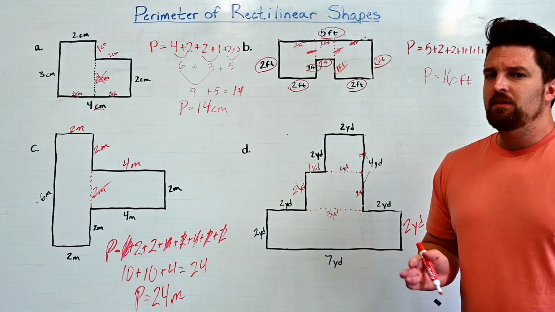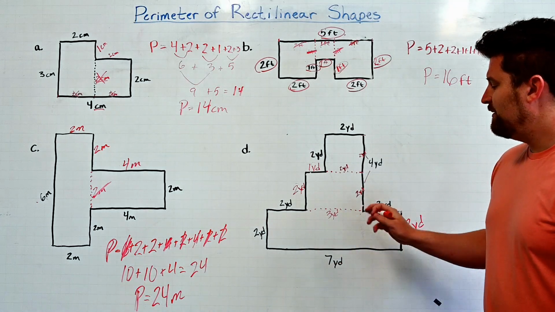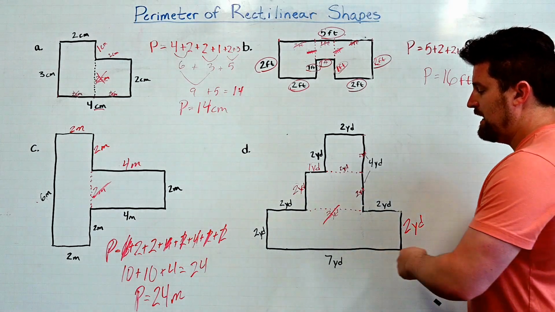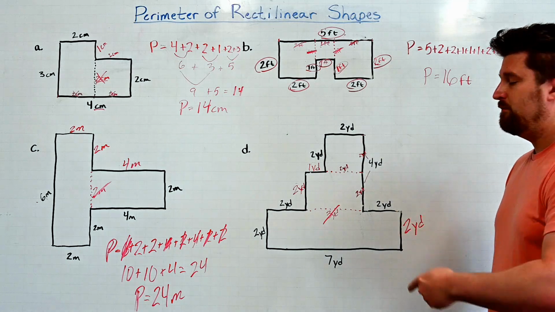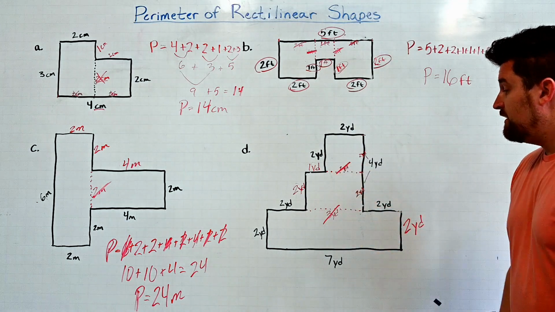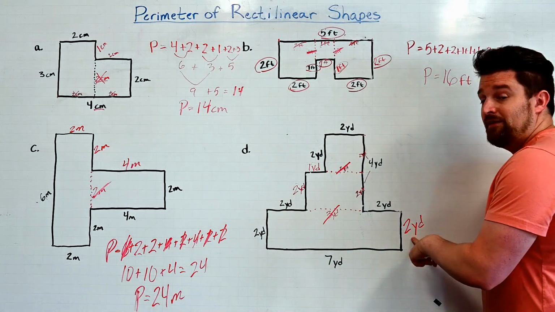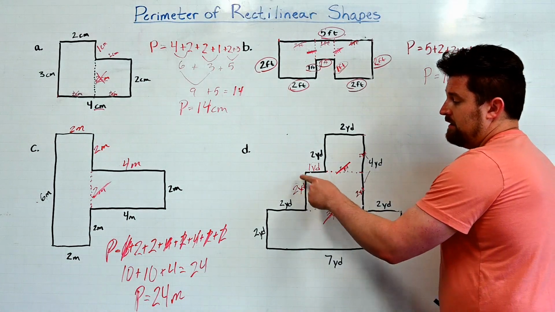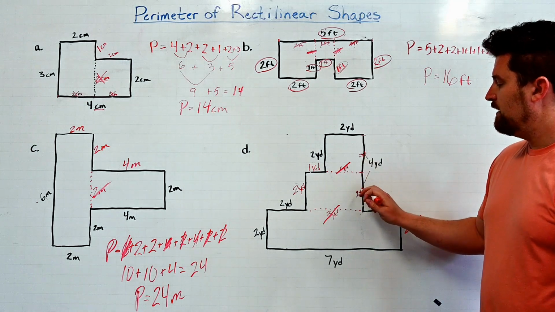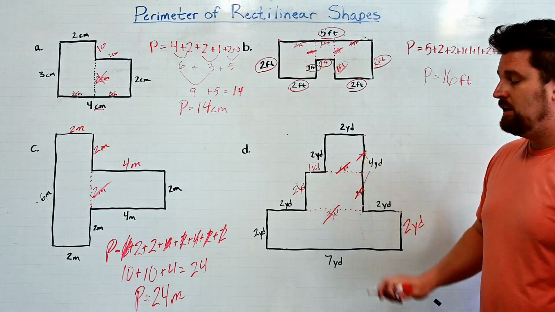Now let's figure out what we don't need. So I don't need this cut line. The cut line is not part of the outside or the perimeter of my shape. It's not part of the outside. I don't need this cut line. So the only things I got left, this is definitely part of the outside. These are definitely part of the outside. But these 2 2s right here, I actually don't need either.